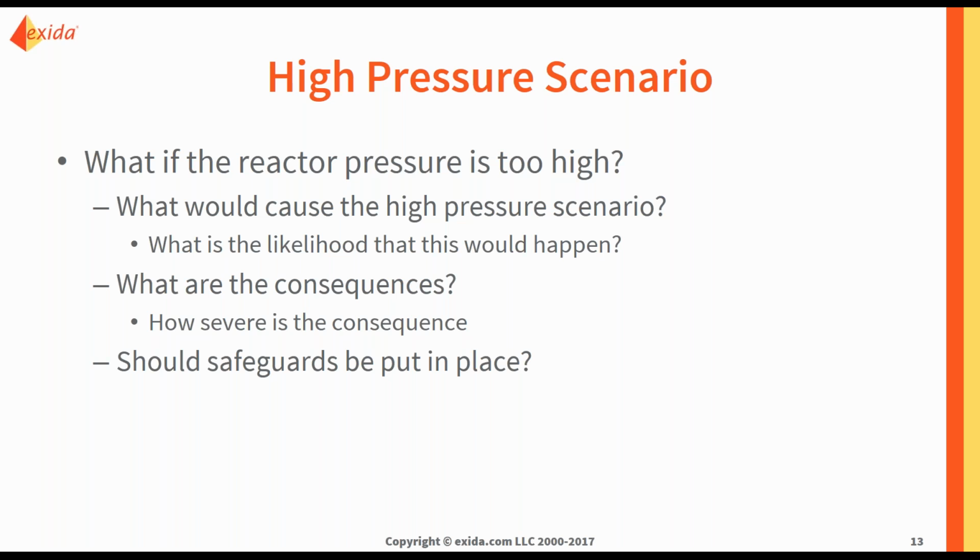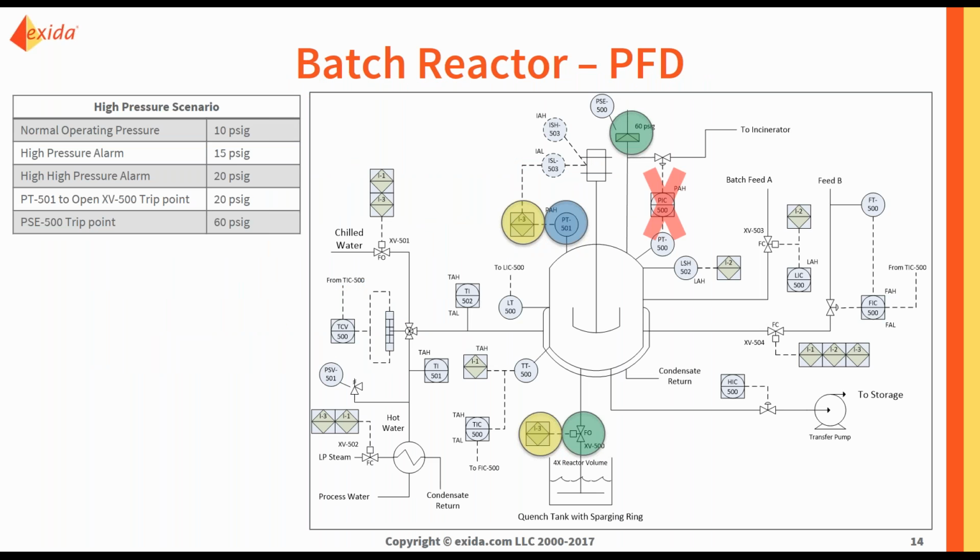So in this case, we're going to focus on a high pressure scenario for the batch chemical reactor. So what if the reactor pressure gets too high? What would cause high pressure in this scenario, and what is the likelihood that this cause would occur? If it happens, what are the consequences, and how severe are the consequences? What safeguards can we put in place to make sure that nothing happens? So for this, we're going to go back to the PFD.